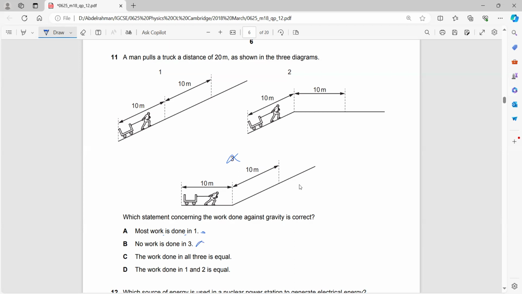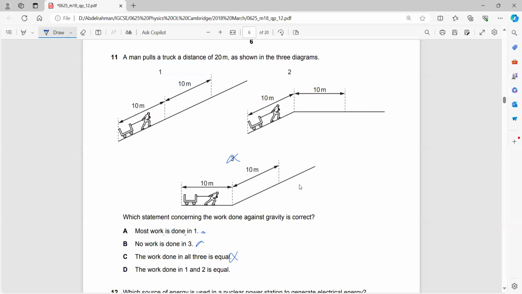I know this is quite tempting to say that in all three situations the work done was equal, but it's actually wrong. Okay, why is it wrong?